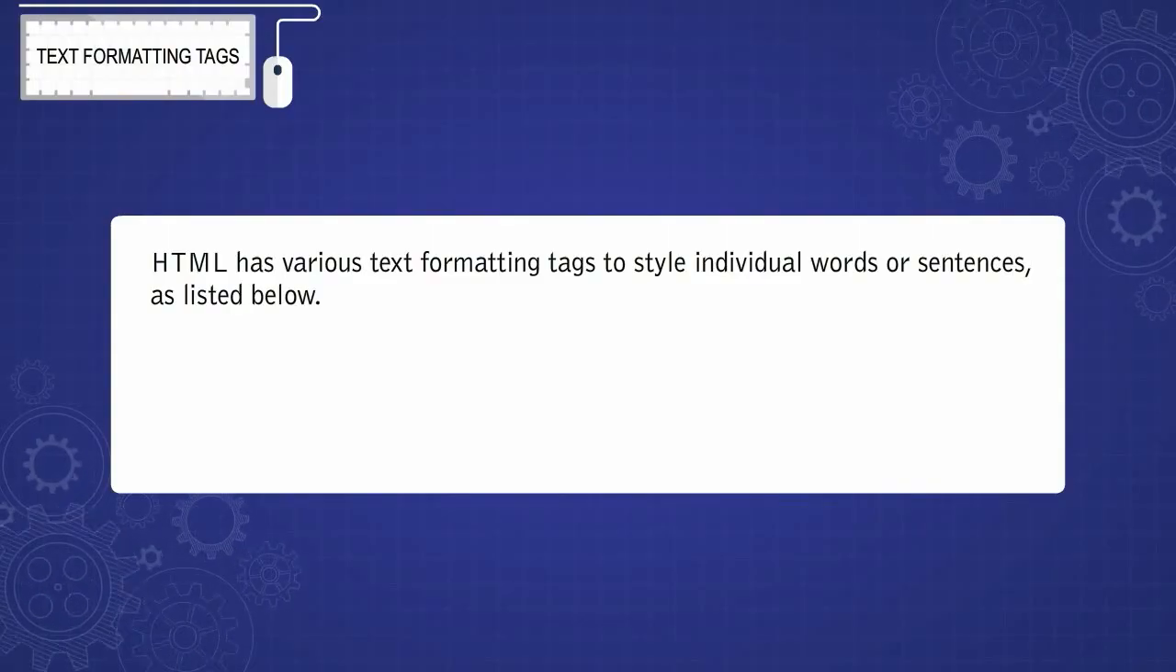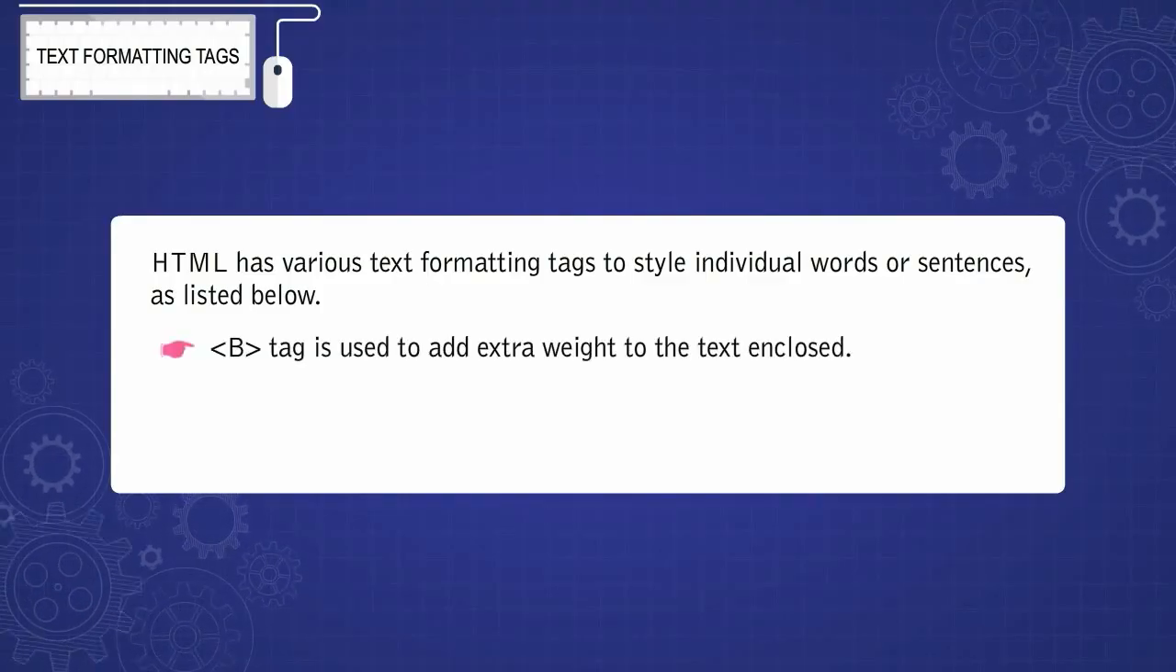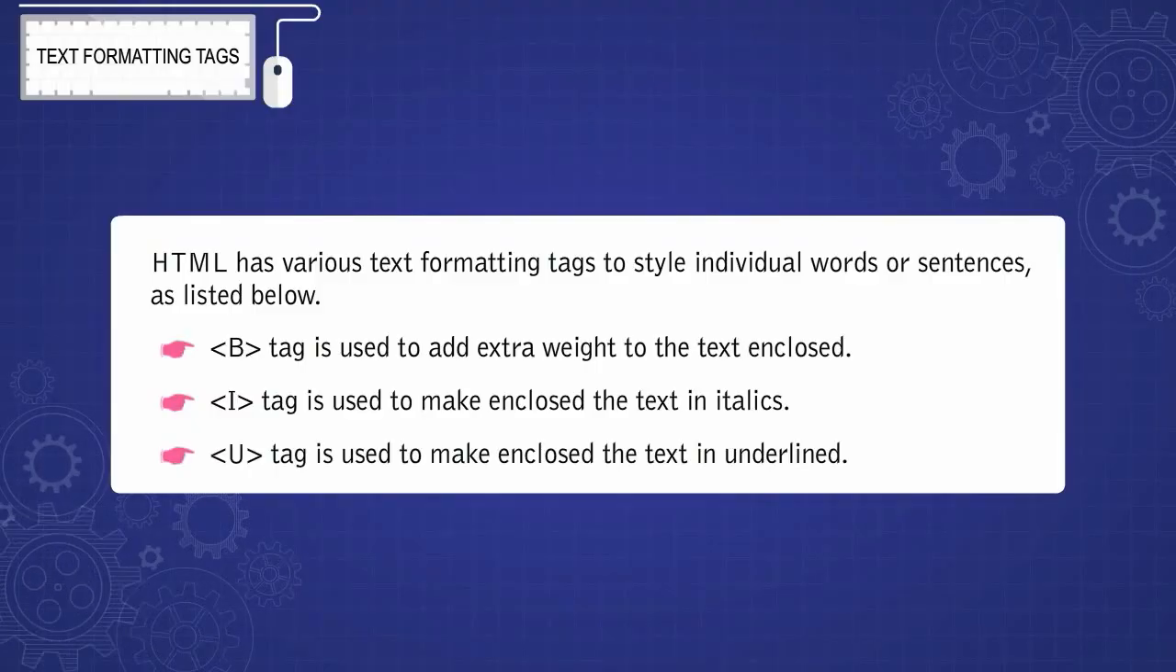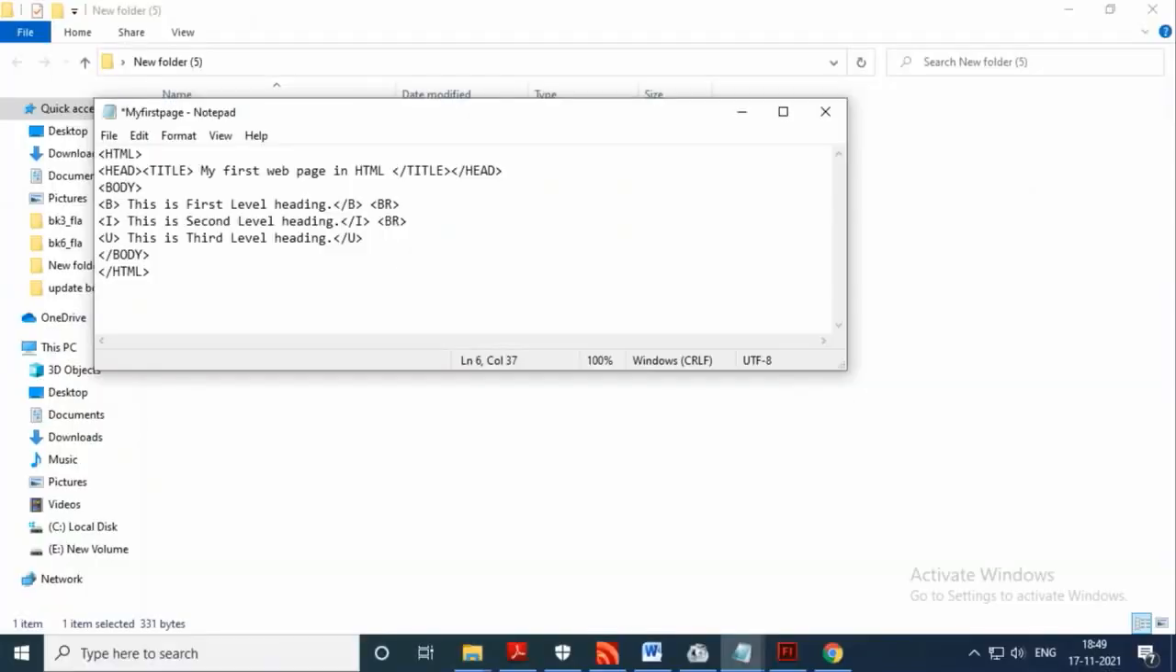Text formatting tags. HTML has various text formatting tags to style individual words or sentences, as listed below. B tag is used to add extra weight to the enclosed text. I tag is used to make the enclosed text italic. U tag is used to make the enclosed text underlined. Example: Output.